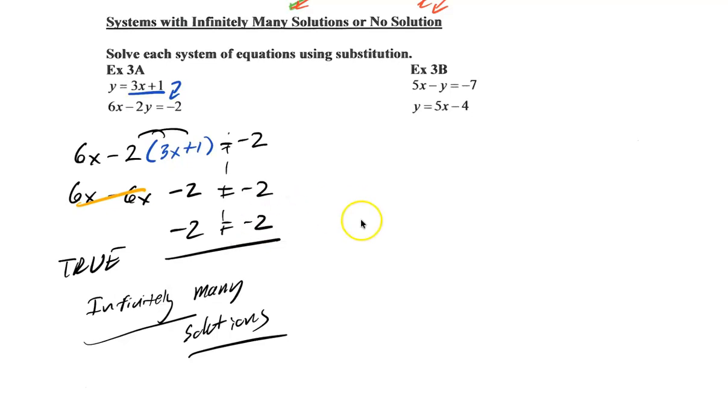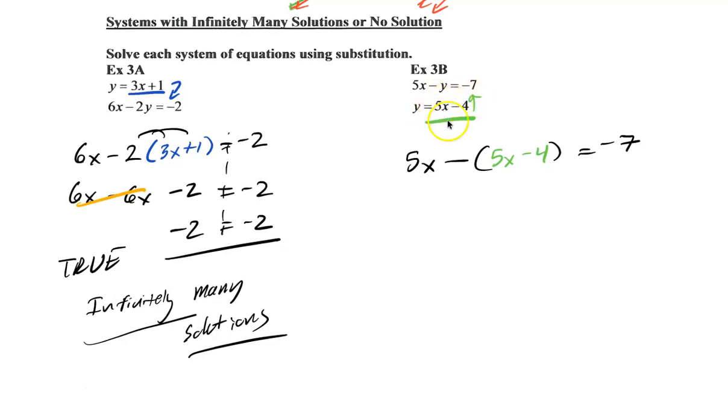Like imagine the one here. So in this one, you notice the first one is not isolated. On the bottom, we do have y by itself. So same idea. Let's plug that in for the y on the top. So it's going to look like this: 5x minus parentheses 5x minus 4 equals negative 7. Like that, right?